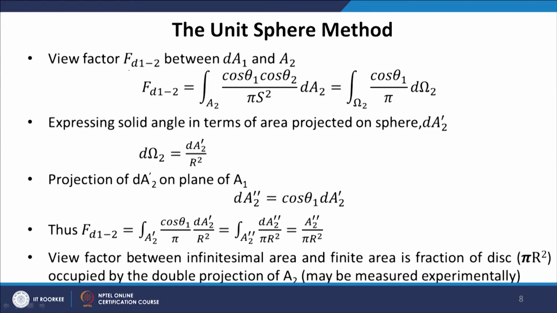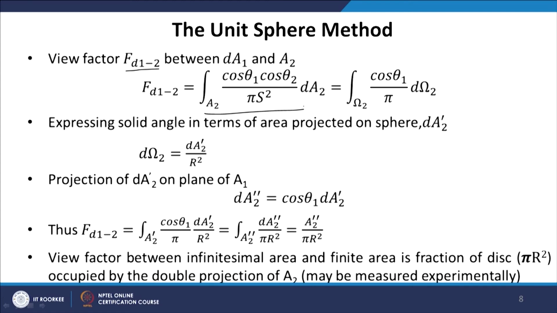So, we are trying to find out the view factor between a small area dA1 and surface A2. So, F d1-2 is the view factor between dA1 and A2, and mathematically we can define this view factor as integral over the entire surface A2 of cos theta 1 cos theta 2 upon pi s square, where s is the distance between the small element area dA1 and a small element area dA2.